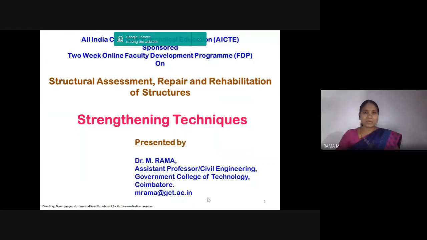In the AICTE sponsored 2-week FDP on structural assessment, repair and rehabilitation of structures, organized by SKCET, I am going to present on the topic of strengthening techniques.